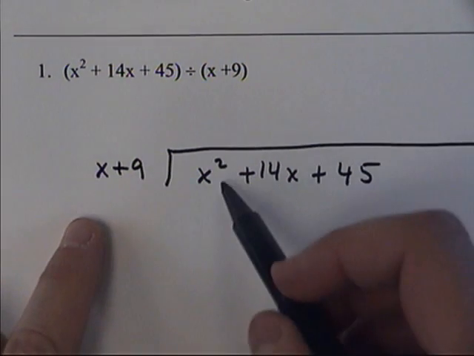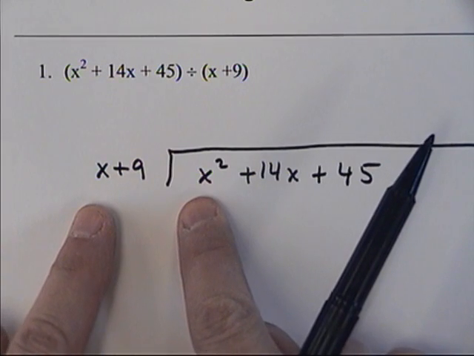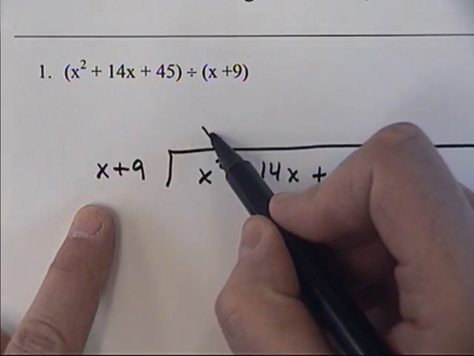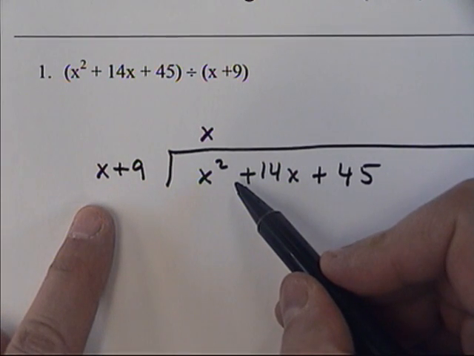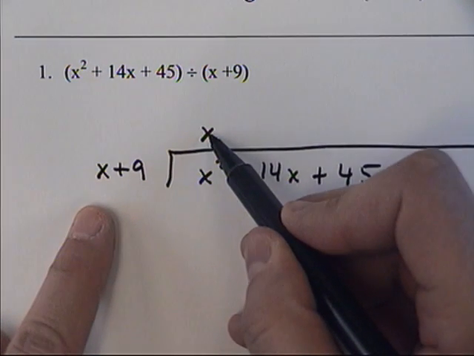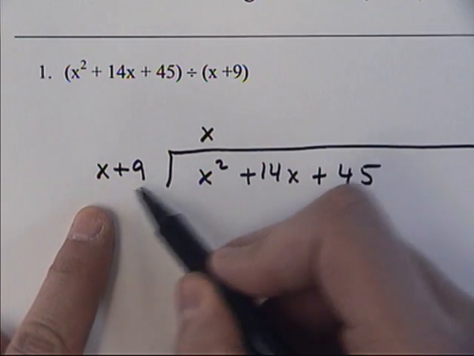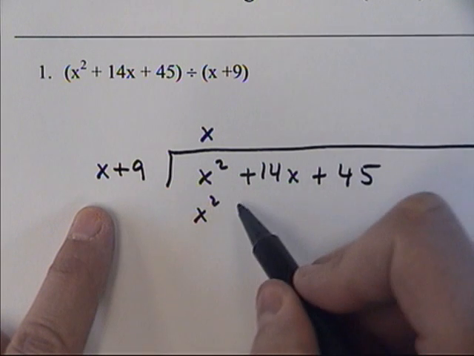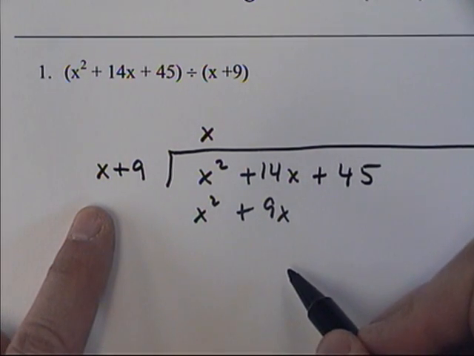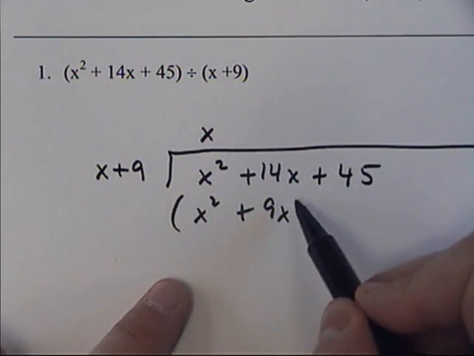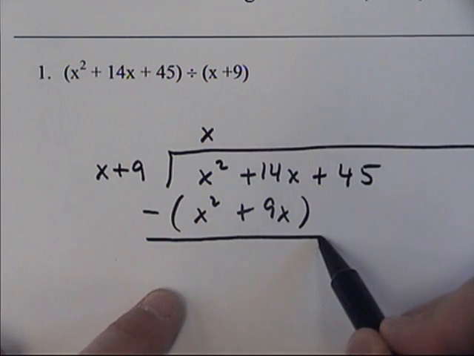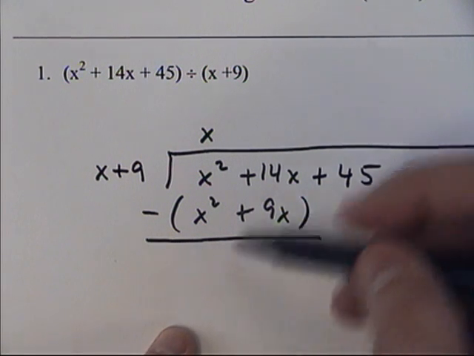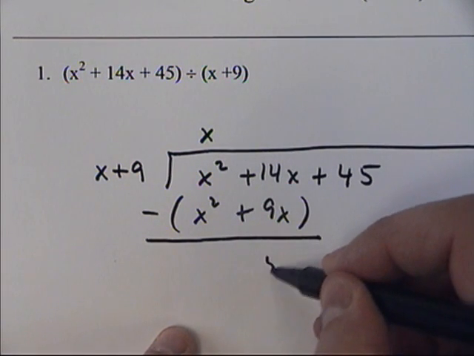So when we divide, we look at the first terms to start with, and we ask ourselves the question, x times what gives me x squared? Well, that's x. Step 2 is multiplying that answer by the divisor. So x times x is x squared, x times 9 is 9x. The next step is to subtract, just like we would with regular division. The first column basically disappears. x squared take away x squared is nothing. 14x take away 9x is 5x.